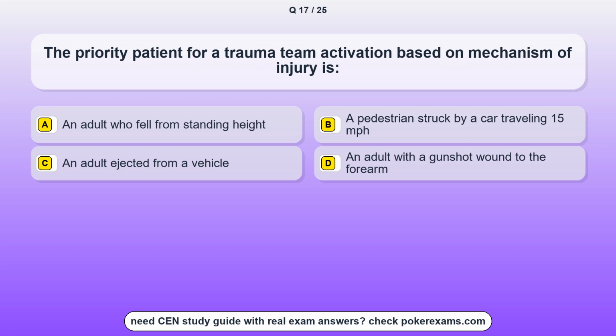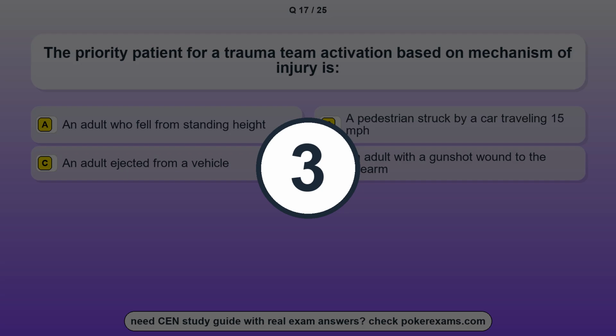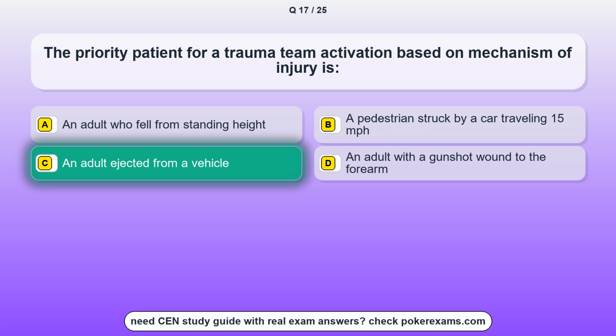Question 17. The priority patient for a trauma team activation based on mechanism of injury is option A. An adult who fell from standing height. Option B. A pedestrian struck by a car traveling 15 miles per hour. Option C. An adult ejected from a vehicle. Option D. An adult with a gunshot wound to the forearm. The correct answer is option C. An adult ejected from a vehicle.